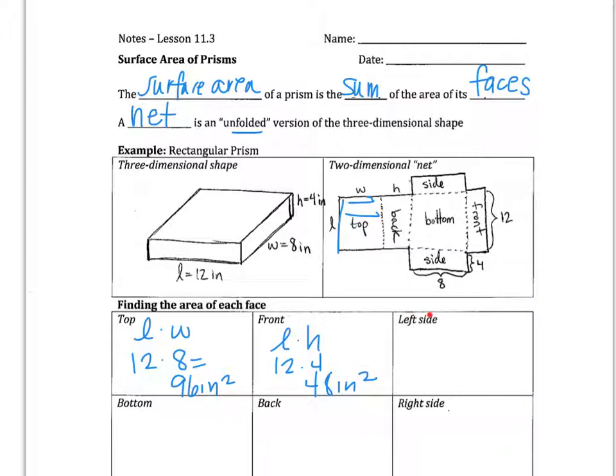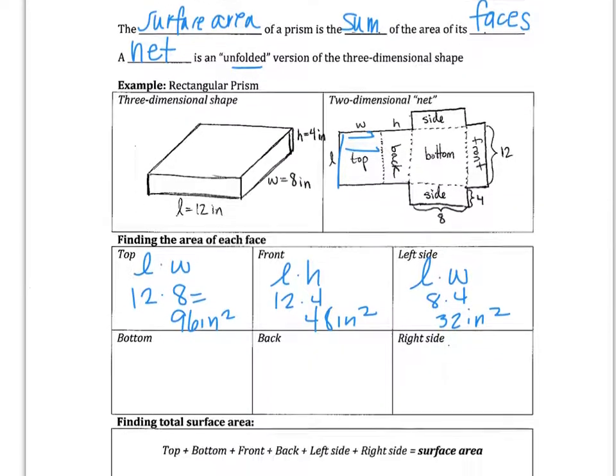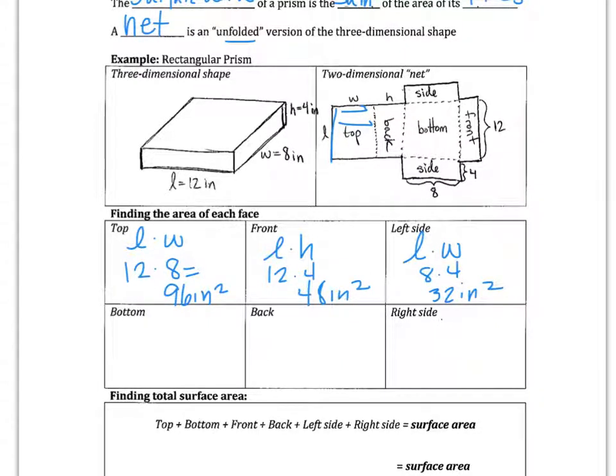Now the left side, and that is going to be length times width, and that's going to be 8 times 4, which is 32 inches squared. Let's move it up a little bit here. And now we're going to take a look at the bottom section, which is right here. And that's going to be length times width as well. So it's going to be 8 times 12. So length times width, 12 times 8, and that's going to be 96 inches squared.